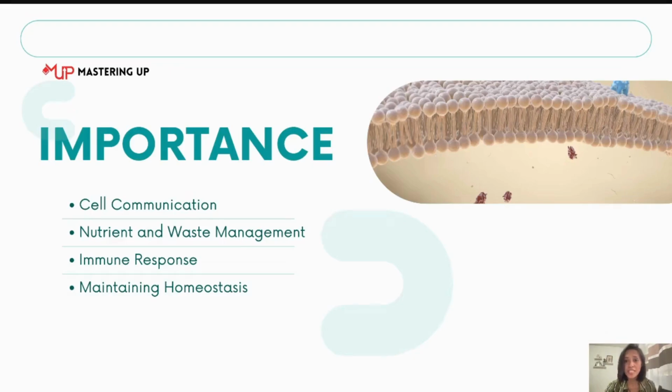In exocytosis, after processing pathogens, immune cells use exocytosis to release cytokines, signaling molecules that help coordinate the immune response by recruiting other immune cells to the site of infection. And lastly, homeostasis. By controlling the intake and release of molecules, these processes play a vital role in maintaining a stable internal environment, supporting cellular function and survival.